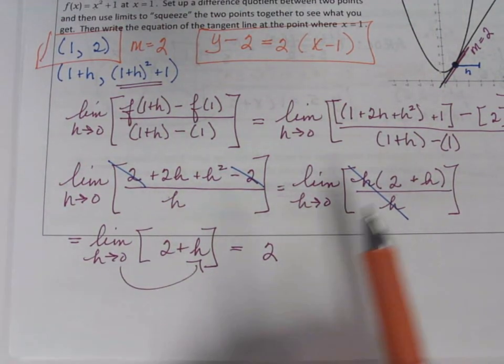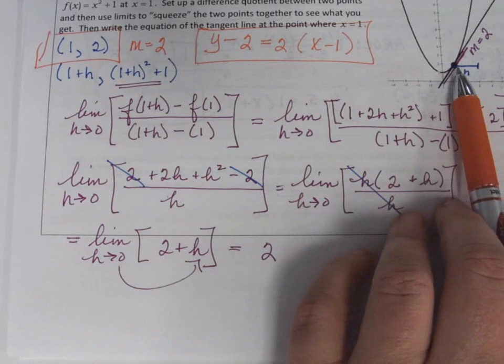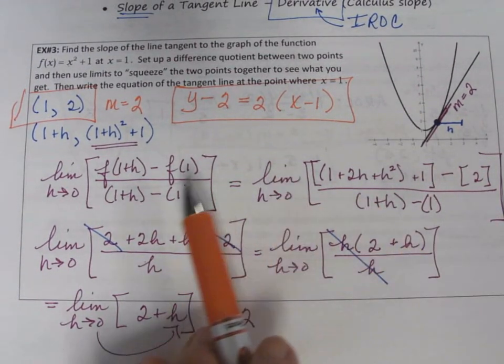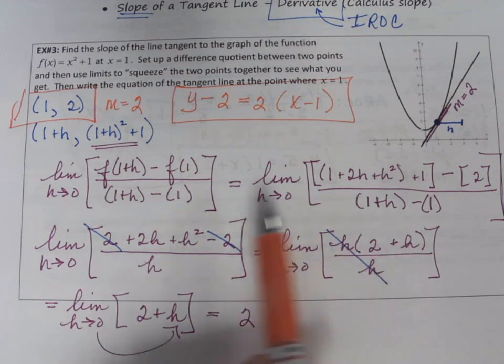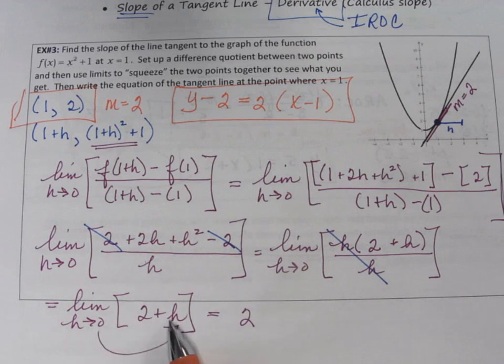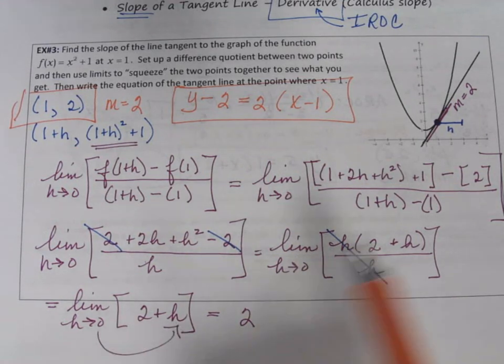So we found what the slope is at that single point 1, 2 by algebraically manipulating what we call a difference quotient and evaluating a limit. What is it going to look like as h gets closer and closer to 0? Well, that slope is going to be closer and closer to 2, okay?